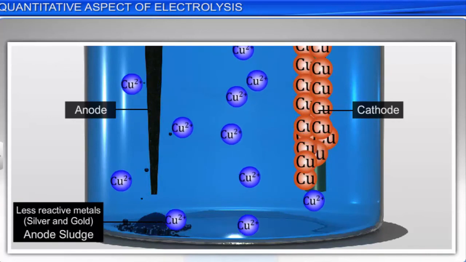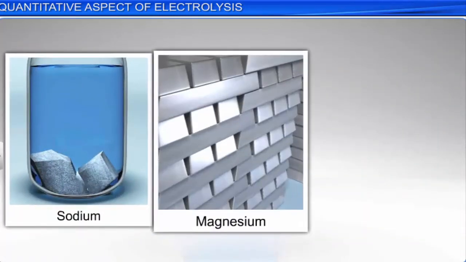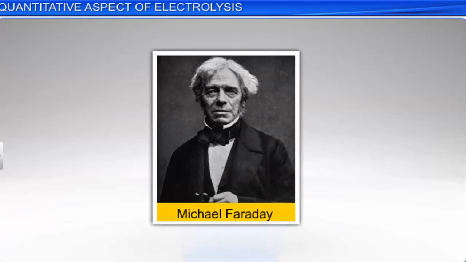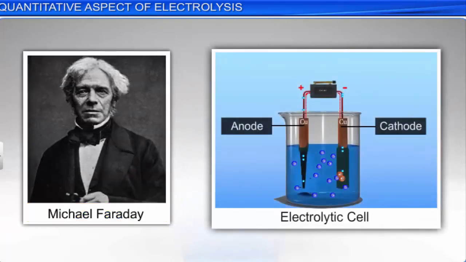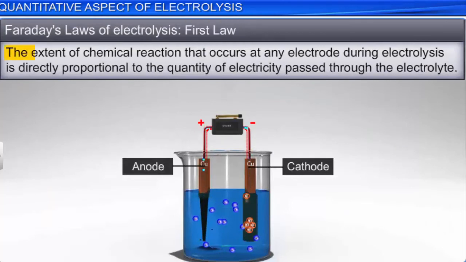Michael Faraday was the first scientist to quantitatively study electrolysis. Faraday's work can be summarized in his 2 laws of electrolysis. Faraday's first law states that the extent of chemical reaction that occurs at any electrode during electrolysis is directly proportional to the quantity of electricity passed through the electrolyte. The electrolyte may be molten or in an aqueous solution.